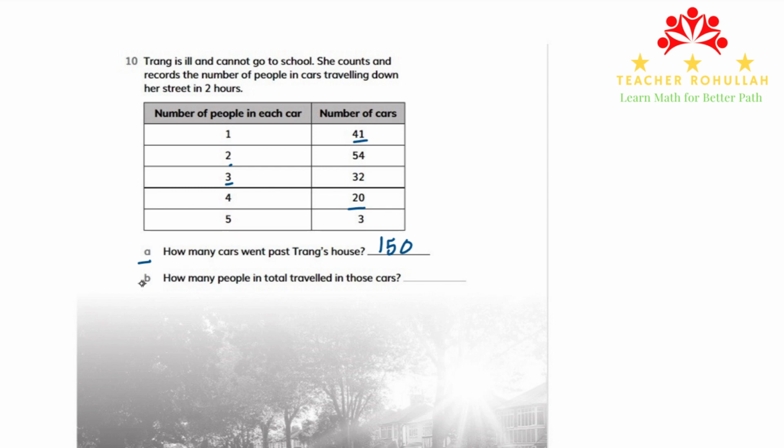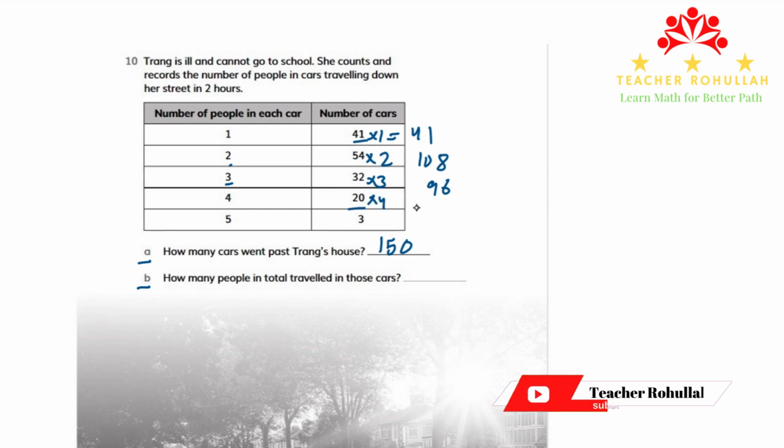Now in question B, it says, how many people in total traveled in those cars? How should we find the number? To find the number, we multiply the number of cars by the number of persons in each car. So this one times 1 is 41. This one times 2: 2 times 4 is 8, and 2 times 5 is 10, 108. 32 times 3: 3 times 2 is 6, and 3 times 3 is 9, 96. And here times 4, 4 times 2 is 8, 80. And here times 5, 3 times 5 is 15.